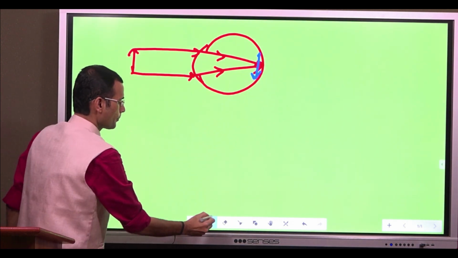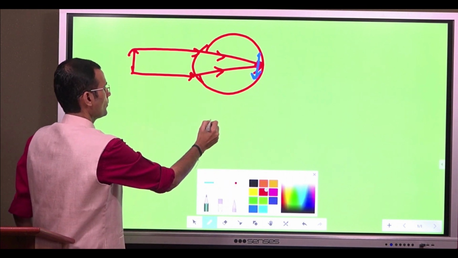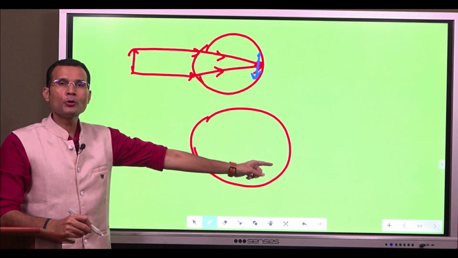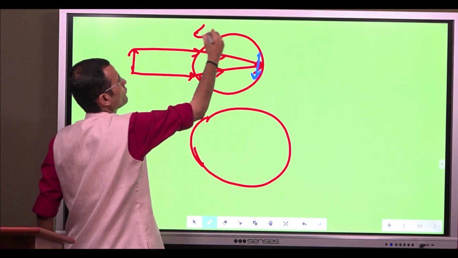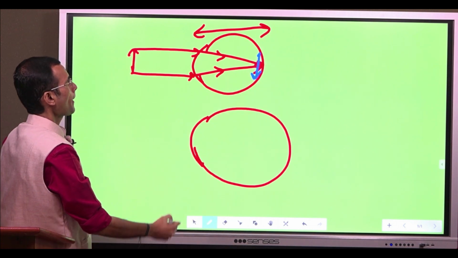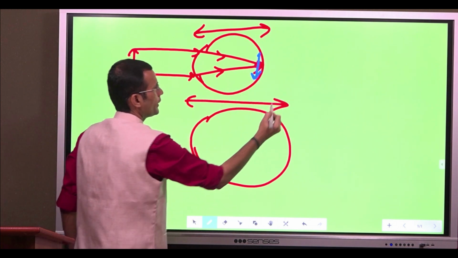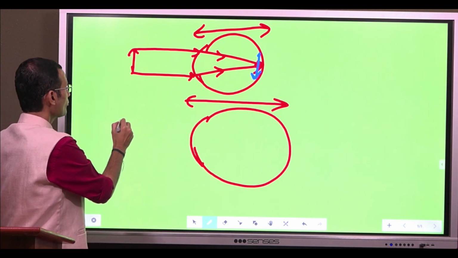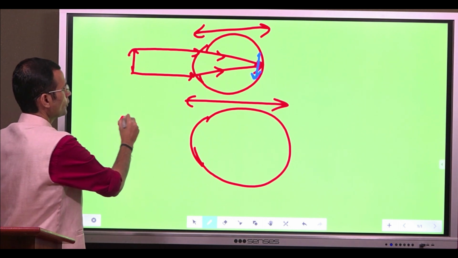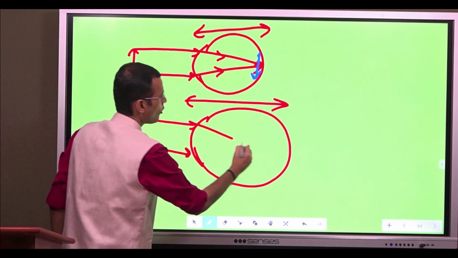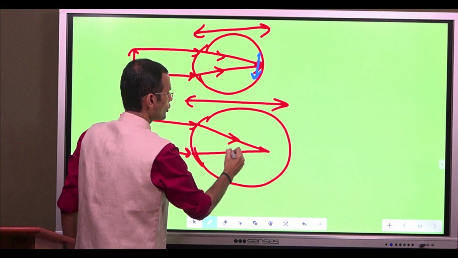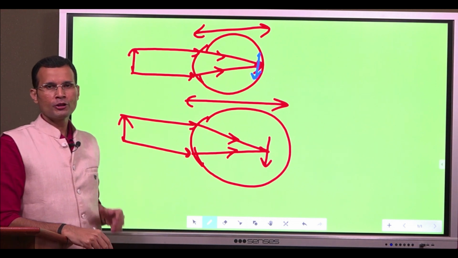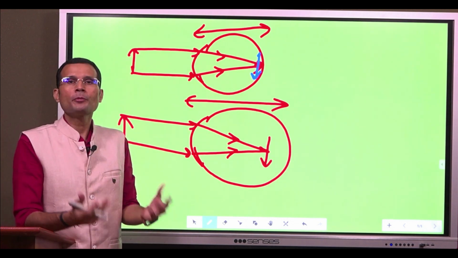What about myopia? Myopia will be something like this. Antero-posterior diameter of the eyeball. If this was the normal antero-posterior diameter, here the antero-posterior length or diameter of the eyeball has increased, and therefore the image of the far objects will form in front of the retina, and therefore the far objects cannot be seen clearly.